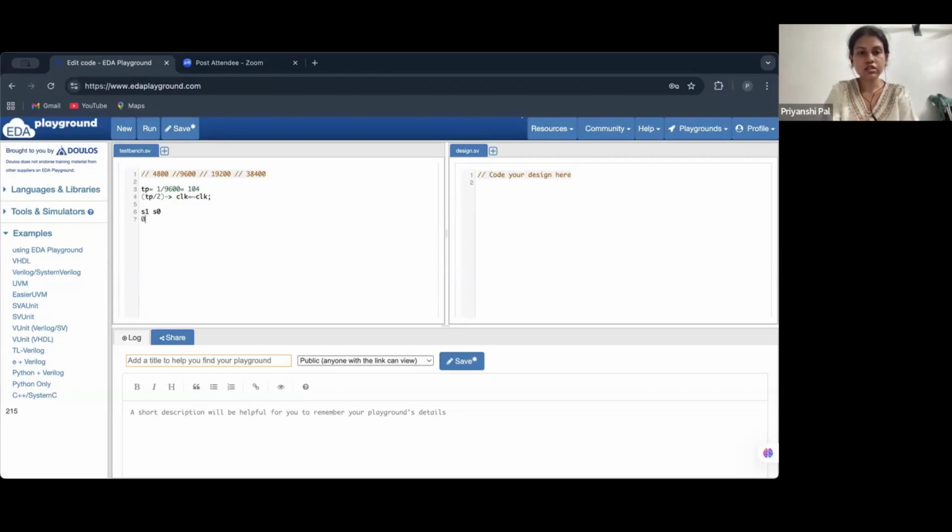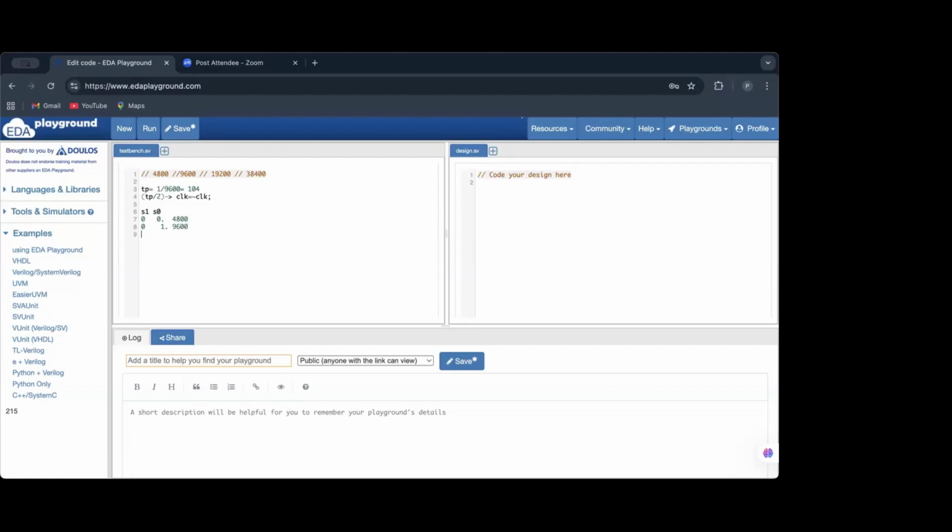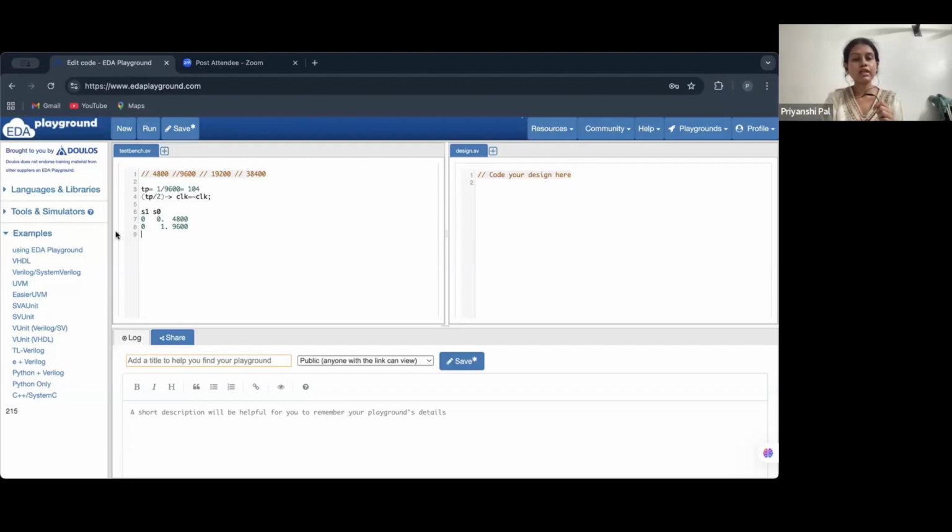We can take 0 and 0 for 4800 baud rate, 0, 1 for 9600. So what is the use of this? Ma'am, we can provide the values of S1 and S2, and it will go ahead with that baud rate. Like if I provide 0, 0, it will go ahead with this baud rate, 4800.